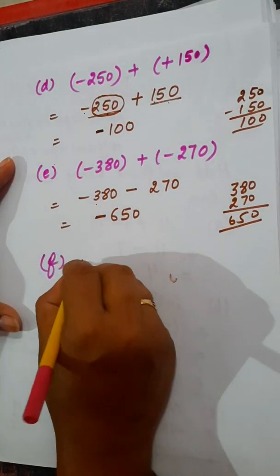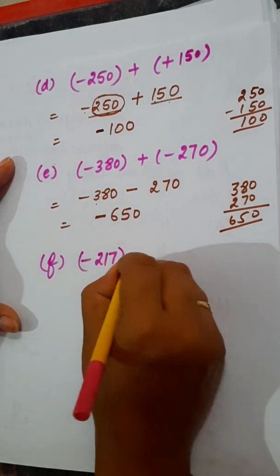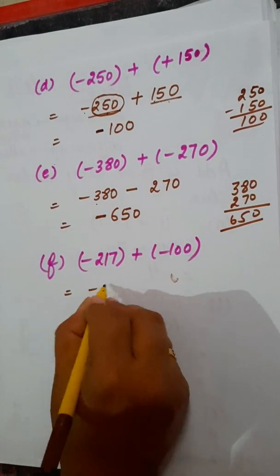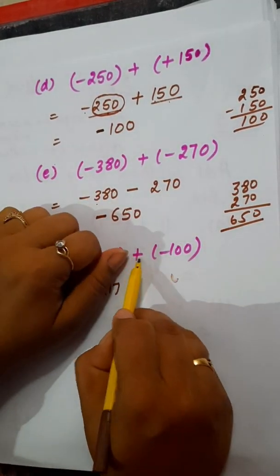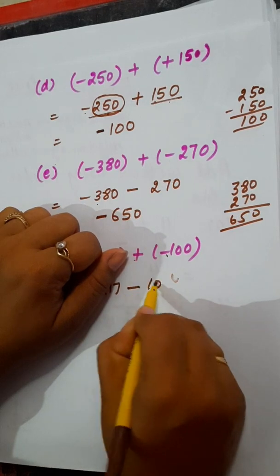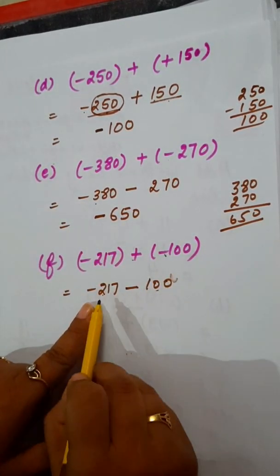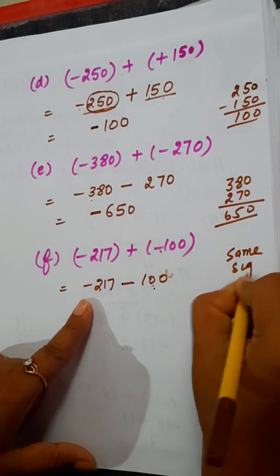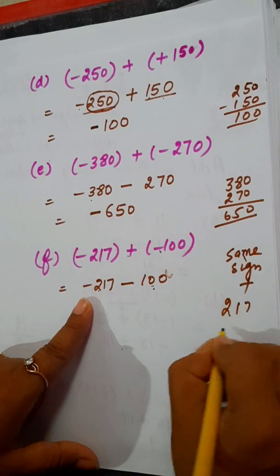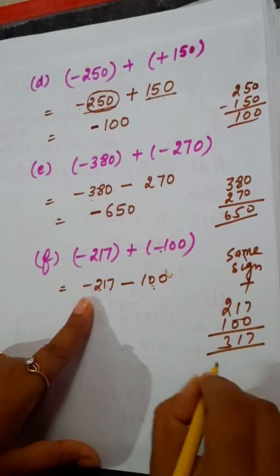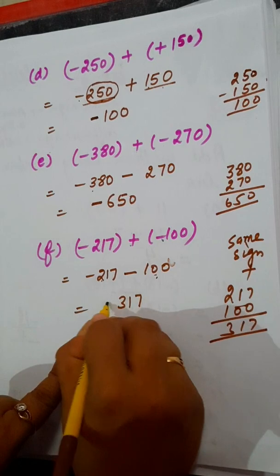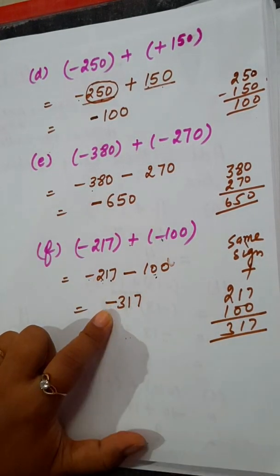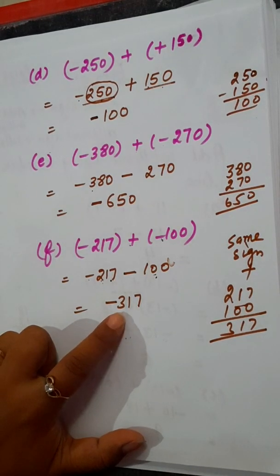Here F part is minus 217 plus minus 100. So I will write this minus 217 as it is, plus minus 100. Now both again have the same sign. If both have same sign, add it. Same sign, then add 217 and 100. You will get 317. And 217 has the greater numerical value which has negative sign. So write negative in front of 317.